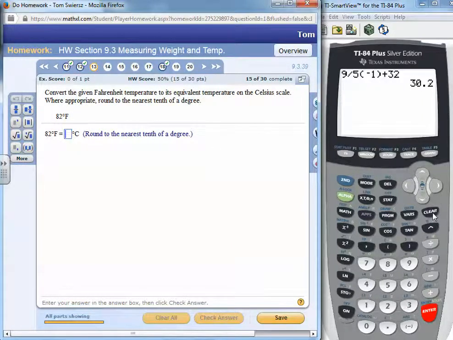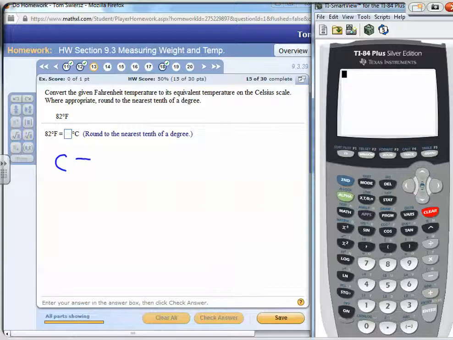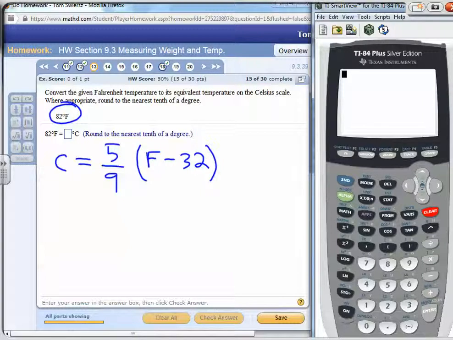Now we have to convert 82 Fahrenheit to Celsius. Notice we're given the Fahrenheit and we want Celsius, so this time we use the formula with C equals, the one solved for C. So C equals 5/9 times F minus 32, and we put in the 82 for F, so C equals 5/9 times 82 minus 32. If you use parentheses and do division for 5 divided by 9, you can do it all in one step on your calculator. You don't have to break it up into parts.